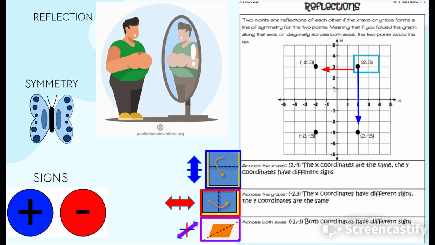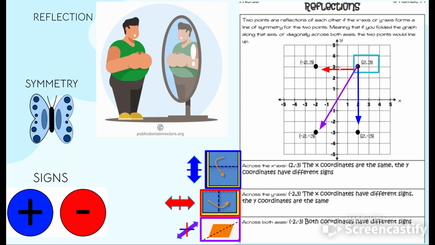And then with our last one, when we fold it diagonally and we reflect across the x and y axis, both of those signs change. So the 2 and the 3 are both negative now. Okay, because it's changing its location on the x-axis and its location on the y-axis. So it's the opposites, right? The opposite of 2 is negative 2. The opposite of 3 is negative 3.